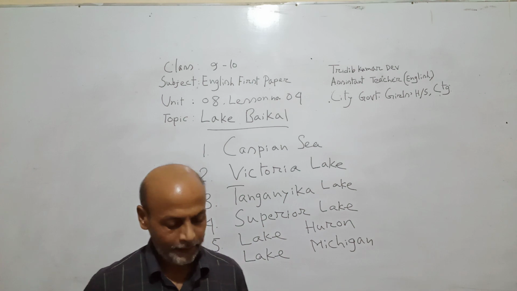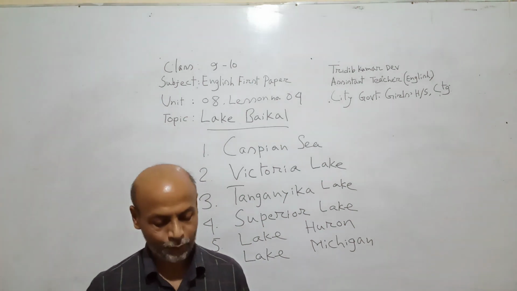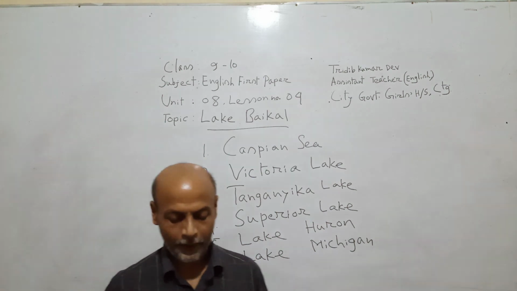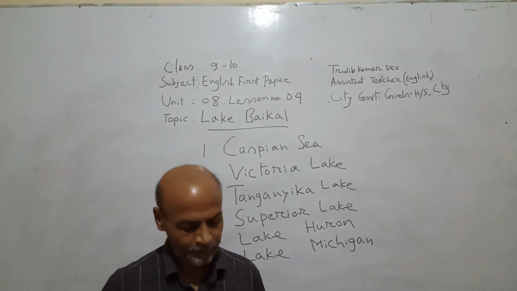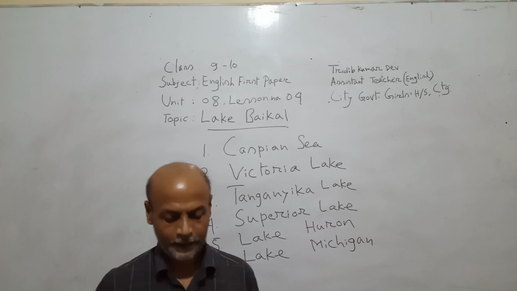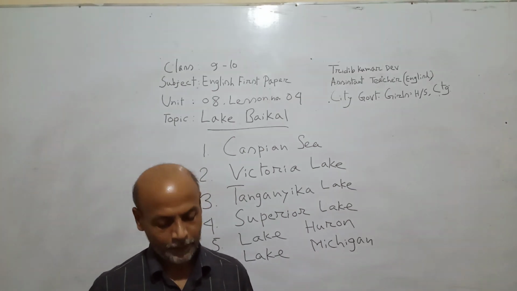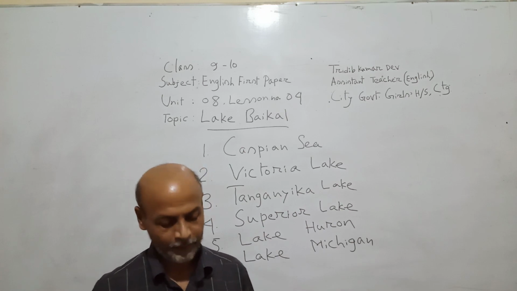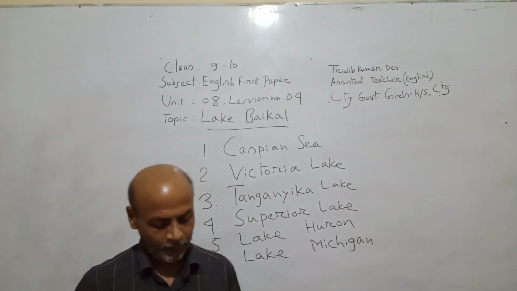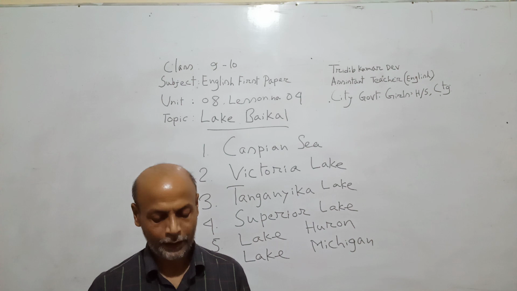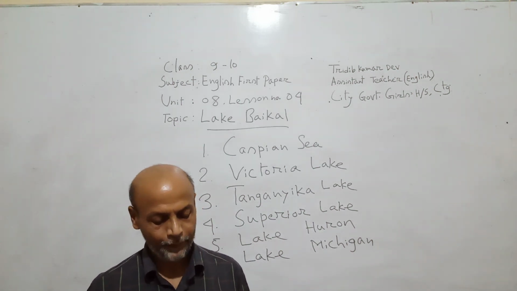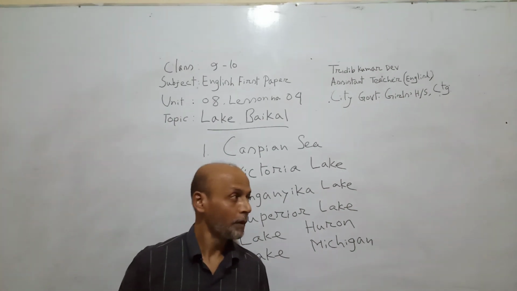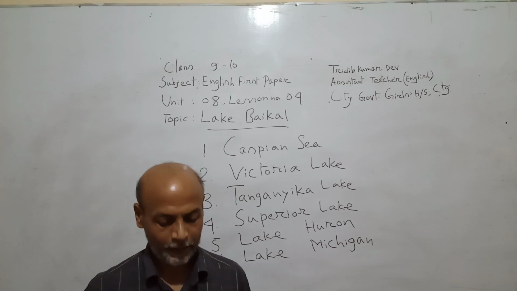Para 2. The lake covers 31,500 square kilometers. It is 636 kilometers long and an average of 48 kilometers wide. The widest point of the lake is 79.4 kilometers. The water basin occupies 557,000 square kilometers and contains 23,000 cubic kilometers of water, which is about 1/5 of the world's reserves of fresh surface water. These are very important features we get in this para 2.